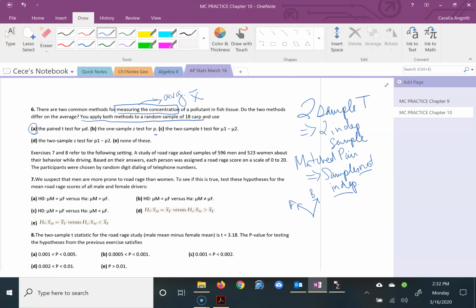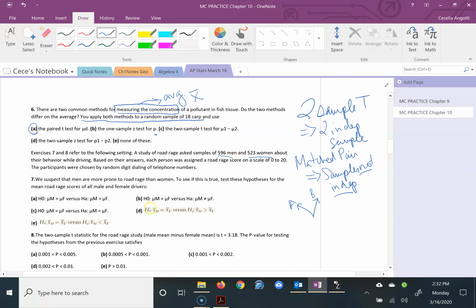We can also take a look at the number 7 scenario. In number 7, you can see they surveyed men and they surveyed women, two different groups. Again, they're asking them about their road rage, and they're going to measure it on this scale, which tells me they're going to be interested in means rather than proportions.